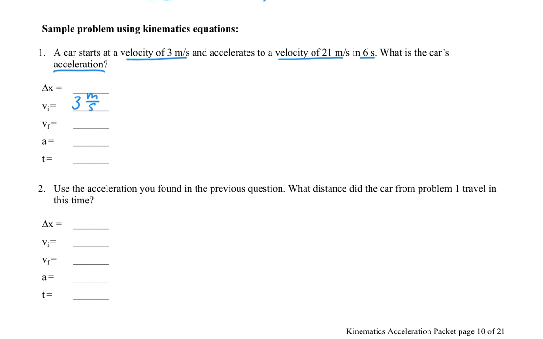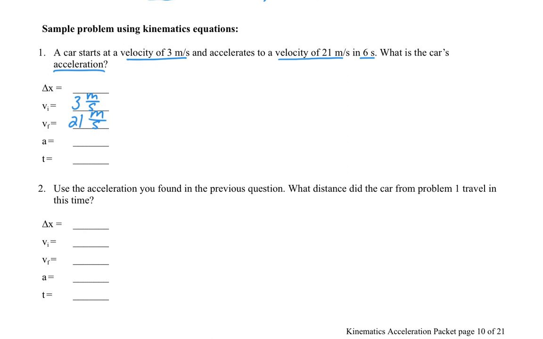A lot of people look at this and say, oh, well, the acceleration must be 21 meters per second, but that can't possibly be right just based on the units. We measure acceleration in meters per second squared. This number is 21 meters per second, so this is actually the final velocity, 21 meters per second.